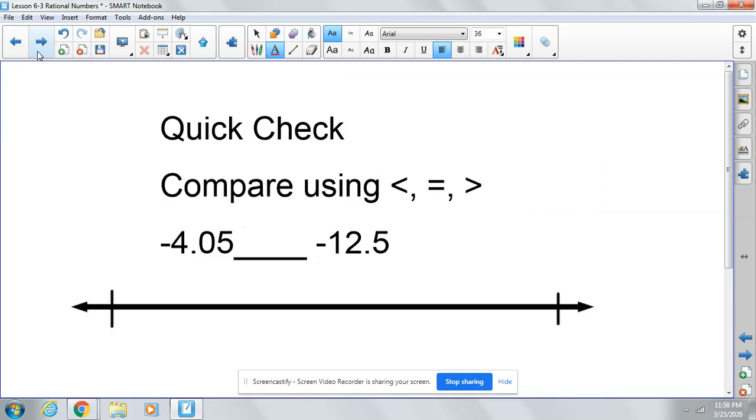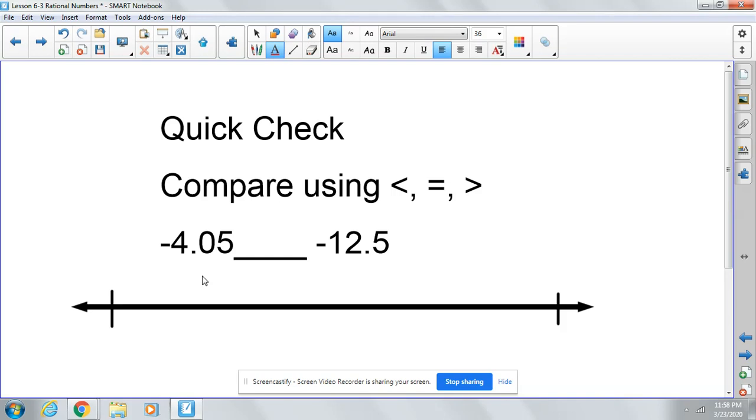Okay. All right, I think this is our last quick check. If you want to pause it and try this on your own, you can. I'm about to go over how to do it in just a second. Negative 4.05 and negative 12.5.